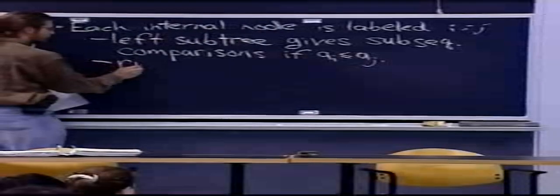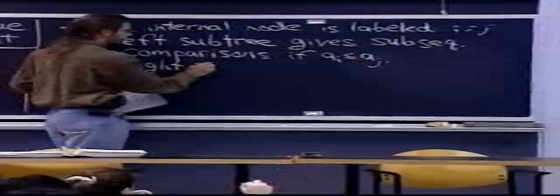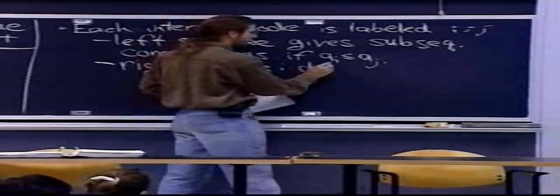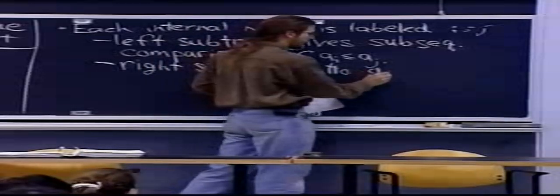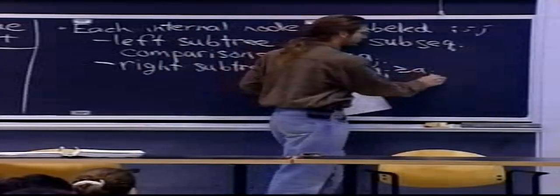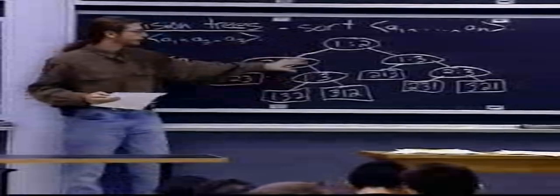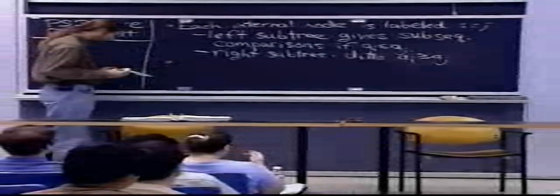And the right subtree is the other way around, if AI is greater than or equal to AJ. Okay, so that's just a general picture of what's going on here. This is somehow describing an algorithm. Right, you could implement this. You could say if A1 is less than or equal to A2, then do this stuff recursively, and otherwise do this stuff. All right. Doesn't seem so profound, but this will be a very useful tool for proving lower bounds.